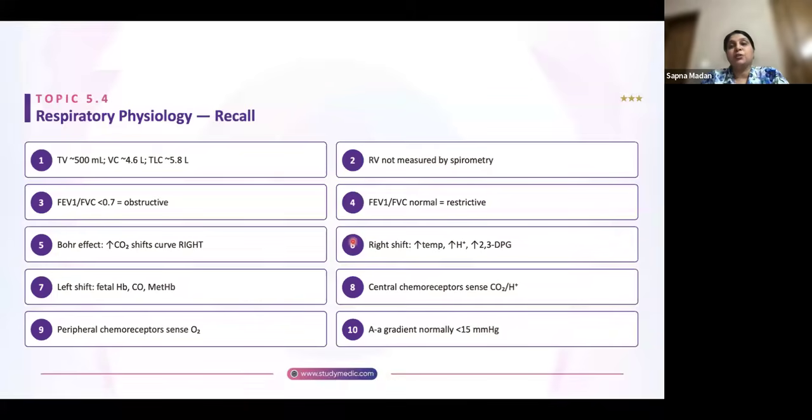Peripheral chemoreceptors will sense the changes in the oxygenation levels. The alveolar arteriolar, it's not the arteriolar alveolar, it's the alveoli and the arterioles. That gradient is normally less than 15 millimeters of mercury, and which is important for the oxygen to come from the alveoli to the arterioles.